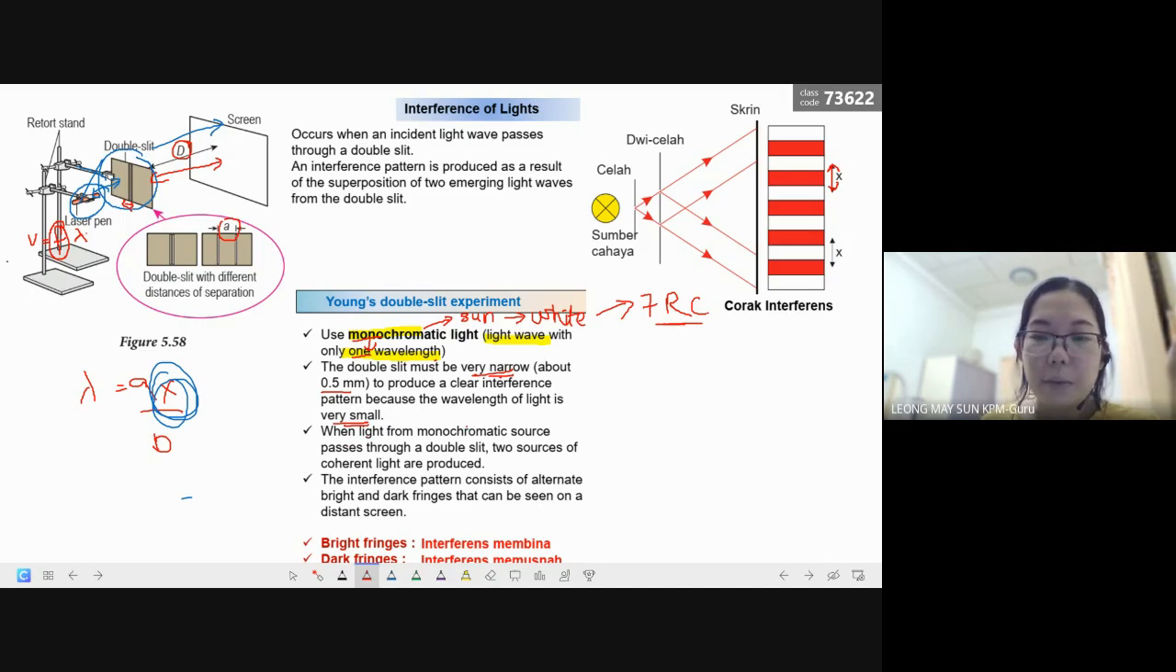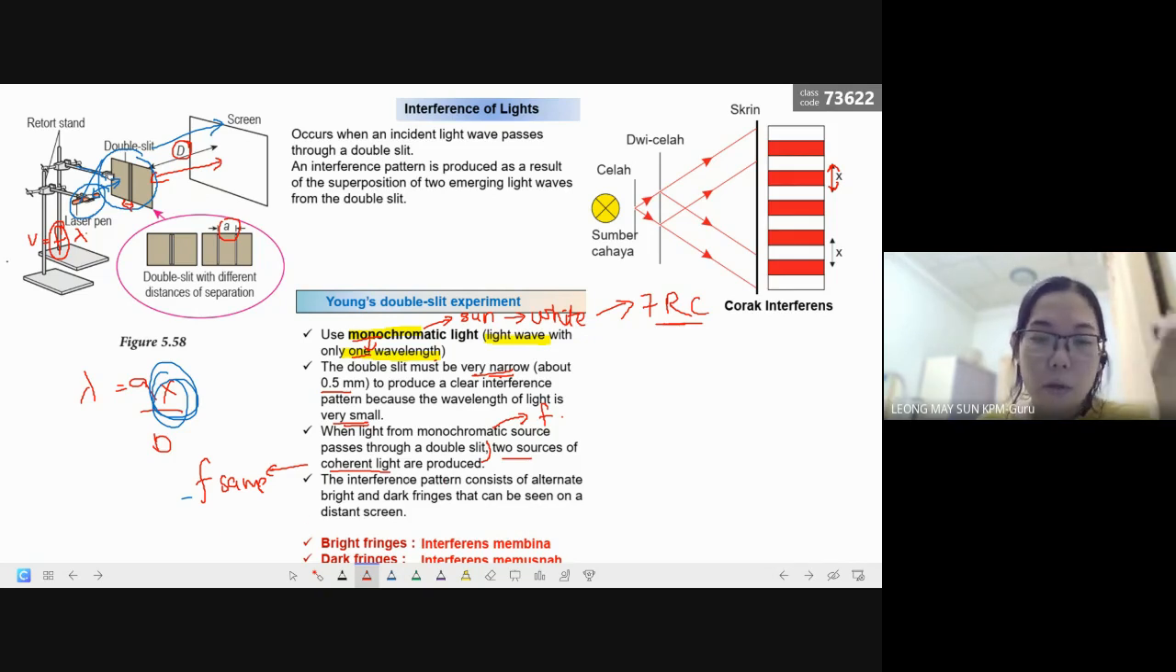When light from a monochromatic source passes through a double slit, two sources of coherent light are produced. The monochromatic source satisfies the same frequency. When it passes through the double slit, the two sources are considered coherent. Coherent means the frequency is the same and they are at the same phase, constantly, which means crest and crest, trough and trough all the time.